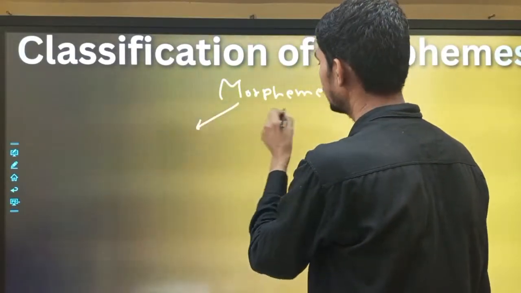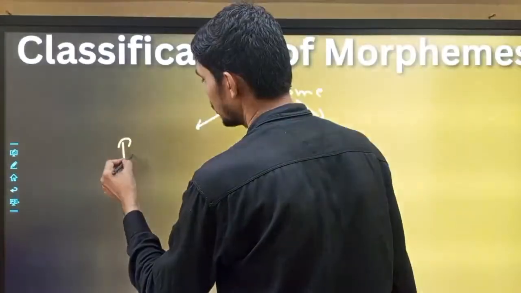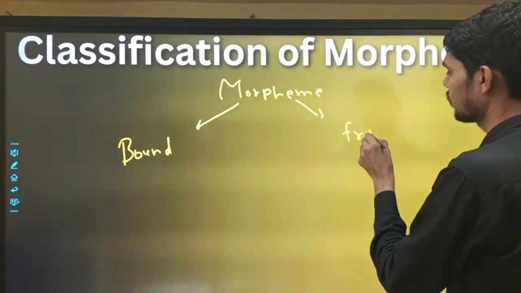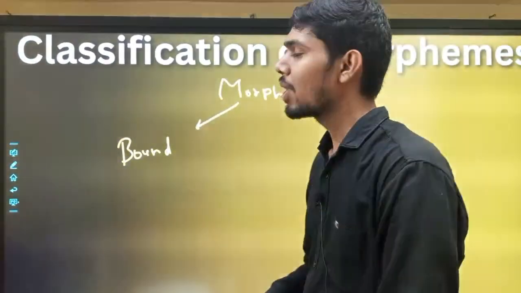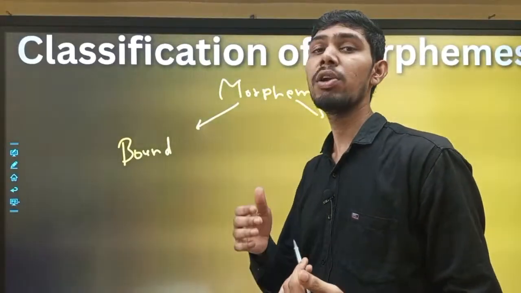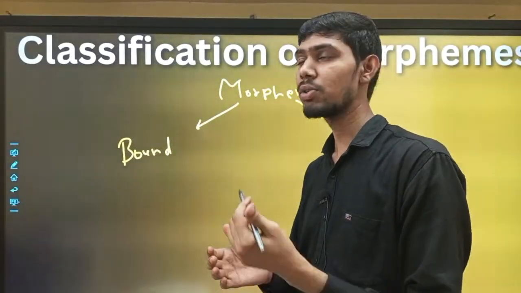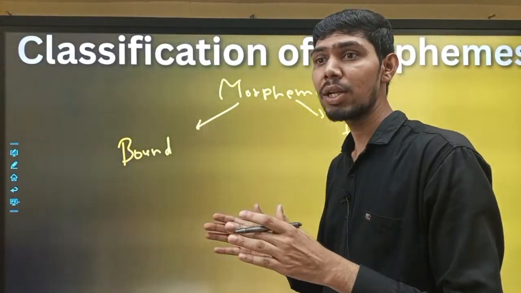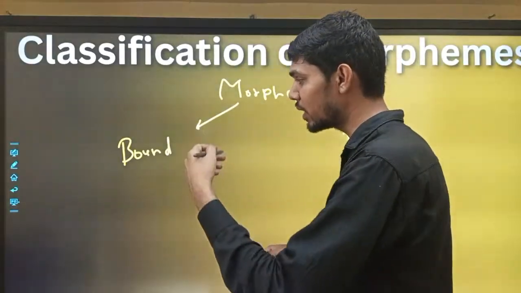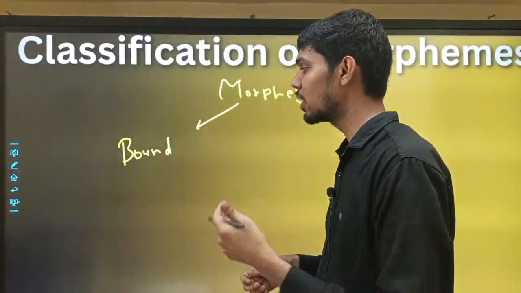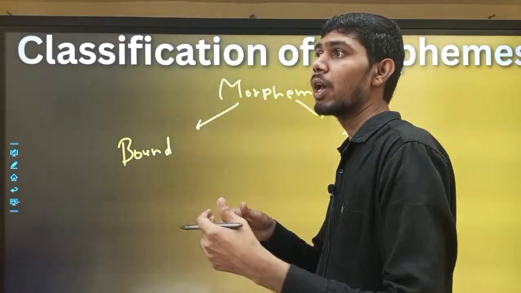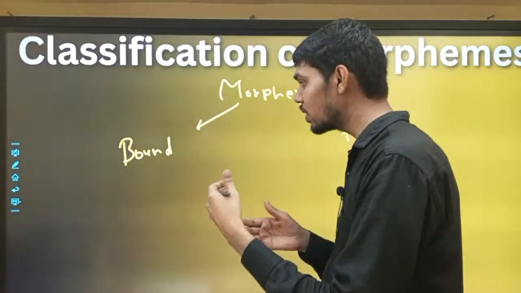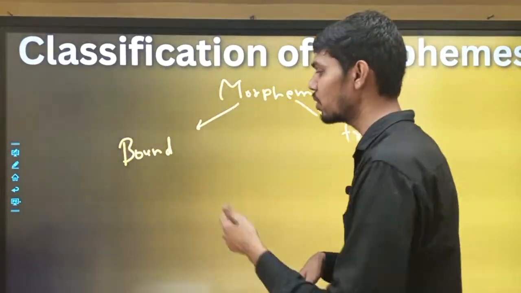We can divide morphemes further into two: bound morpheme and free morpheme. So what is a bound morpheme? A bound morpheme is going to bond to some word, right? That's why it is called a bound morpheme. It cannot stand alone. If it stands alone, then it cannot carry meaning. It is going to bond to some word, and only when it bonds does it become a meaningful word.